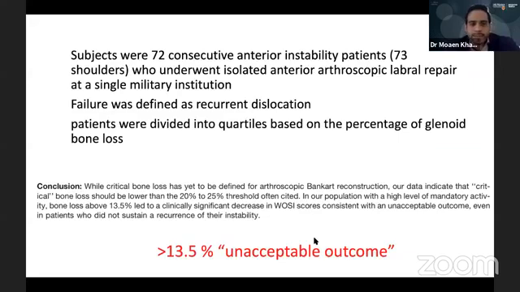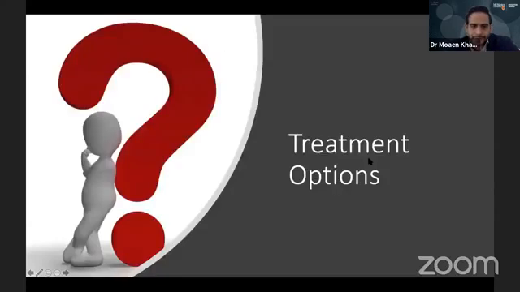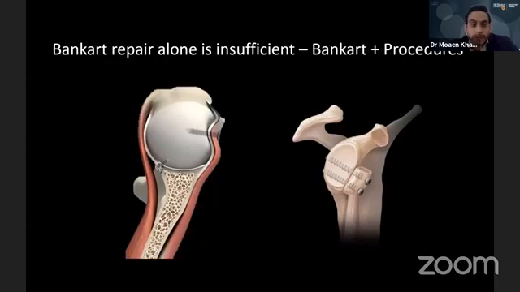So this was an example of a study where they looked at 72 consecutive anterior shoulder instability patients that had arthroscopic labral repair, and they defined failure as recurrent dislocations. And they found that actually patients that had more than 13% or 13.5% of glenoid bone loss had unacceptable outcomes with Bankart repair. So what are our treatment options for these patients that have bipolar bone loss and some degree of subcritical bone loss or some mild bone loss?